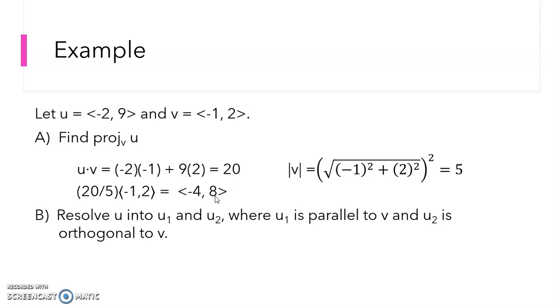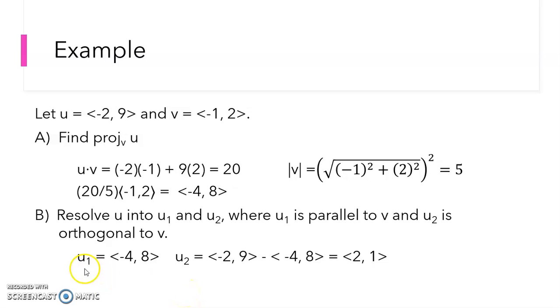Now when we resolve u into u1 and u2, this is going to be u1, so I just have to copy that down. And now for u2, you have to do u minus the projection, and that will get you u2. So see if you can write both of those vectors, and then press play to see if you're right.